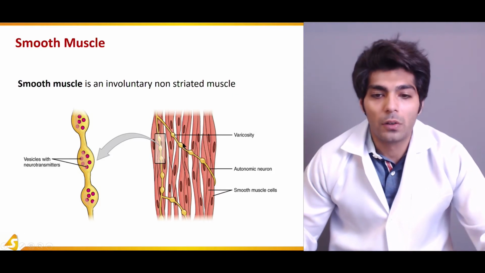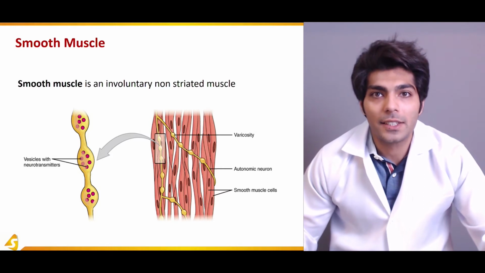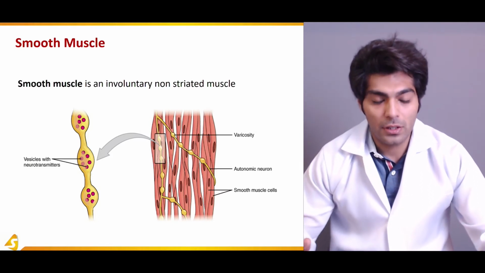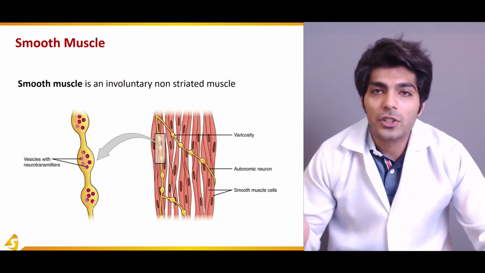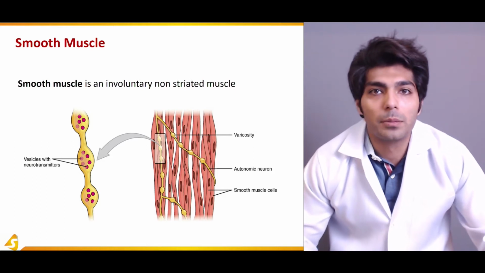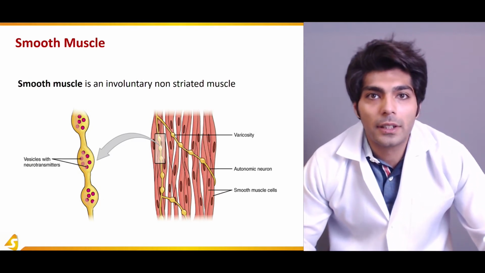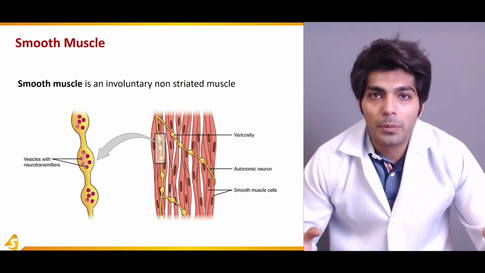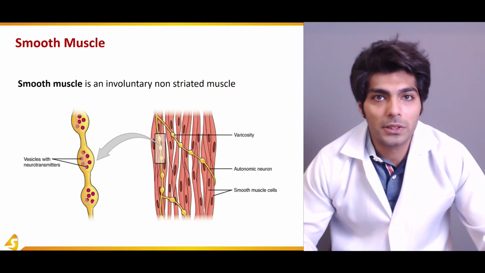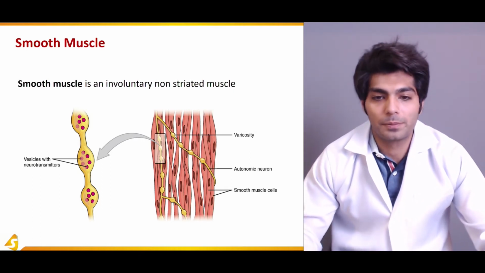So why this spindle shape? What's the function of this spindle shaped smooth muscle cell? It provides elasticity and it provides tension for a longer period. So the contraction in smooth muscle cells, like in the blood vessels, in the bile duct, or maybe in the GIT, the elasticity is there because of the shape of the smooth muscle, plus the capability to last the contraction for a longer period of time.